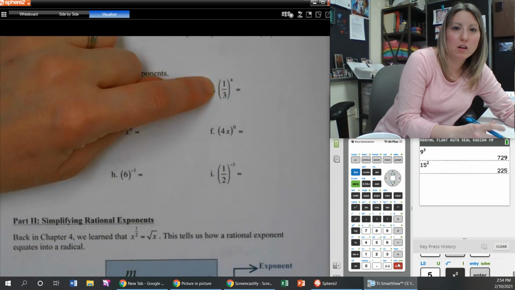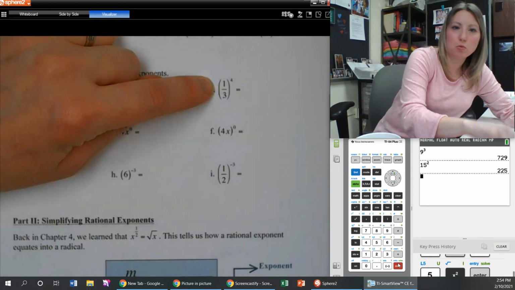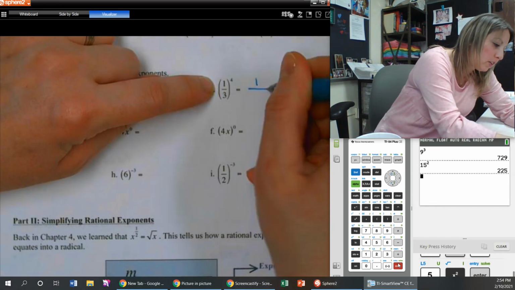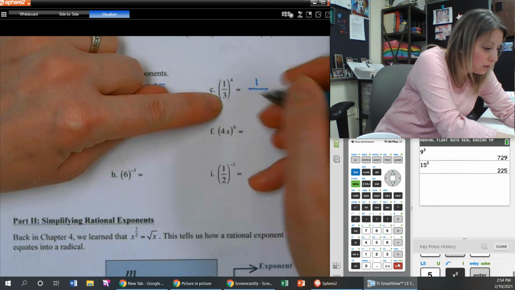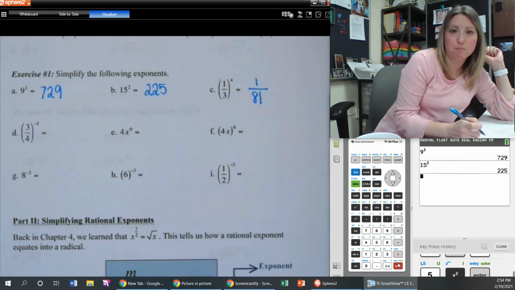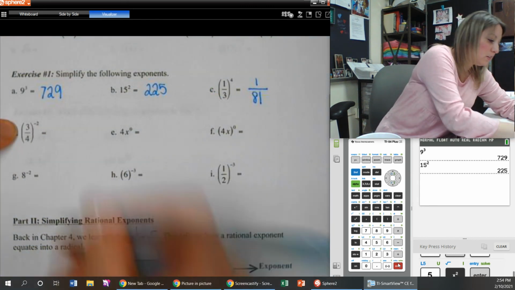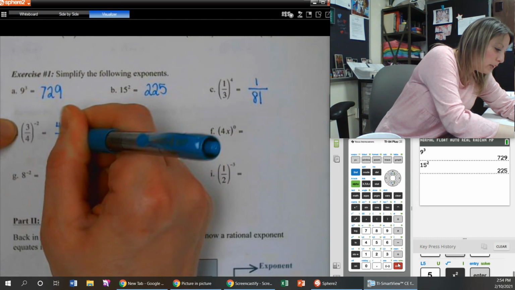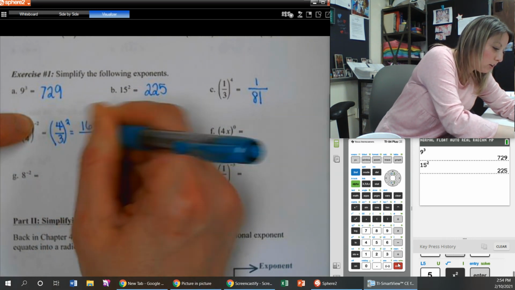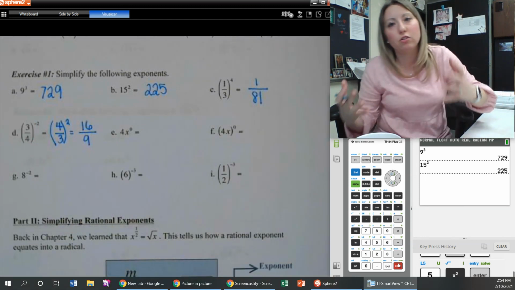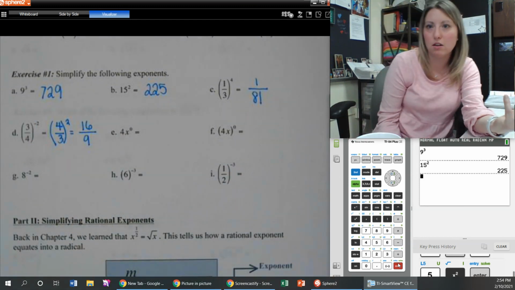Okay. 1 times 1 times 1 times 1 is still 1 on the top. 3 times 3 is 9. 9 times 3 is 27. 27 times 3 is 81 for the bottom. This is flip over because we got a negative 2. Now raise it to the 2nd power. Leave it as a fraction because it's just so much easier to understand where all that came from when you see it in fraction form.